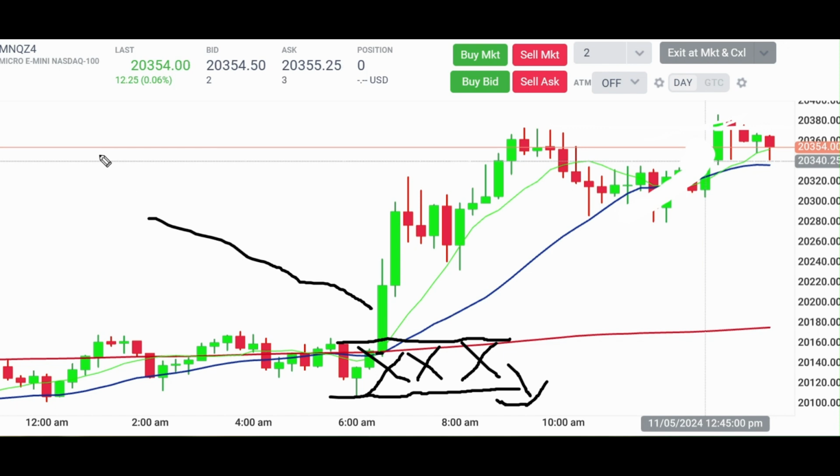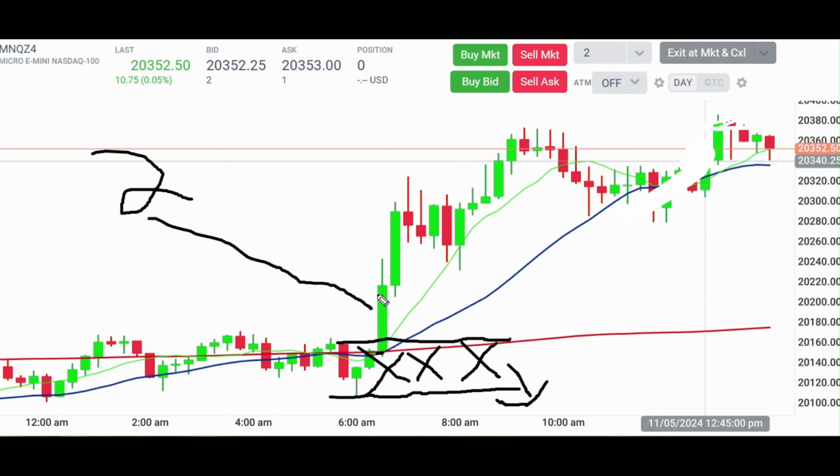That is where you should be in. Textbook setup. 2 lots right here, minimum. You can do more if you've got a bigger account. I recommend 2. For those of you that are starting off and want to ease into this game, start with 2. If you've got more to risk and you can afford it, by all means, have at it.